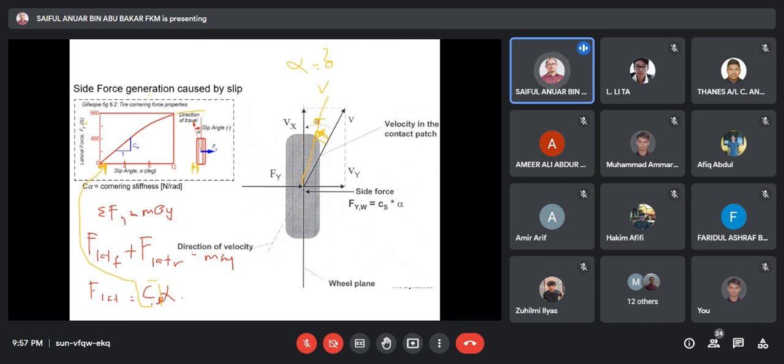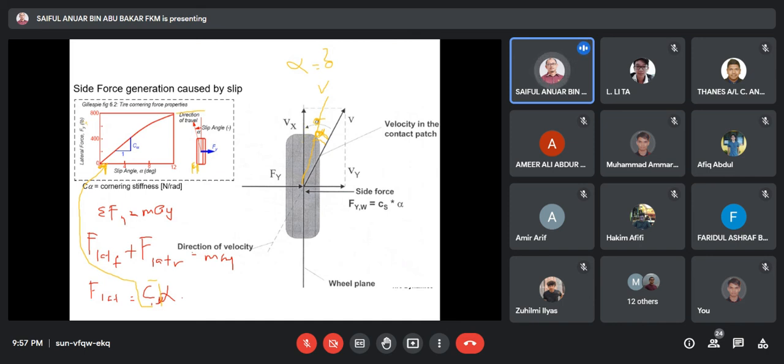So this is side force generation caused by slip. So ini kita ada side force. Okay. This one is a side force. Lateral force, side force is going to be equal because action and reaction, Newton's law. Okay, this one is lateral velocity. This one is the longitudinal velocity, and then this one is the slip angle.